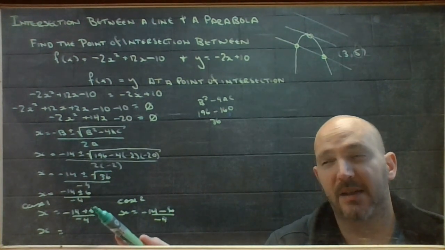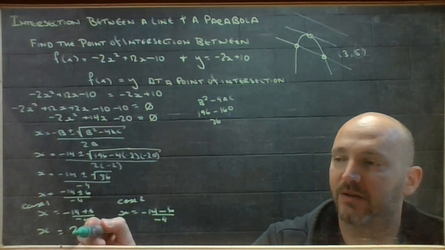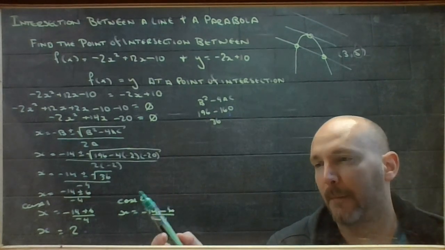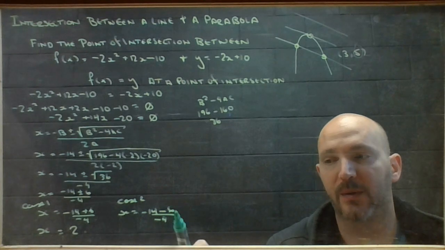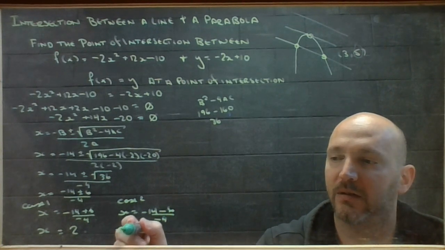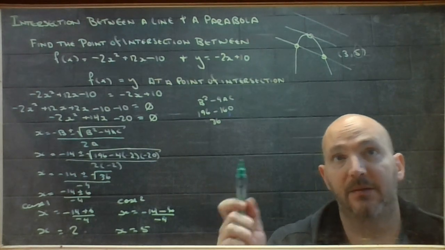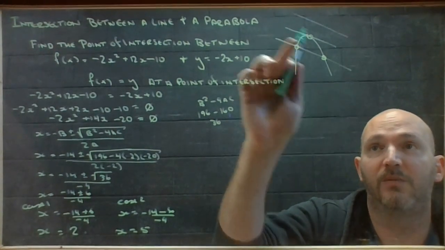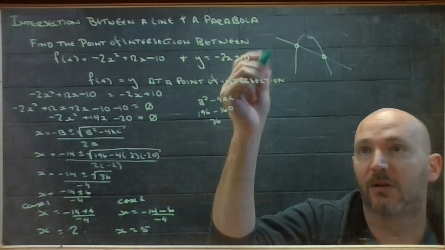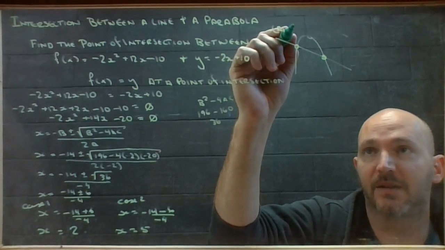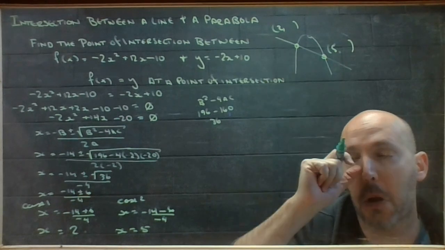Negative 14 plus 6 is negative 8. Negative 8 divided by negative 4 is 2. Negative 14 subtract 6 is negative 20. Negative 20 divided by negative 4 is 5. So I'm going to have 2 points of intersection. I'm going to clean these off so they're not in the way. One of them is at 2 comma something, and the other is at 5 comma something.